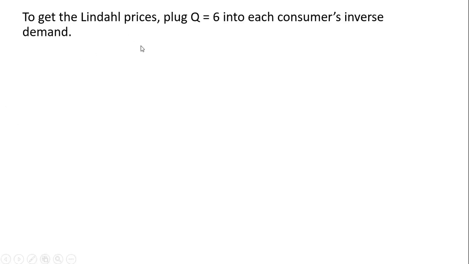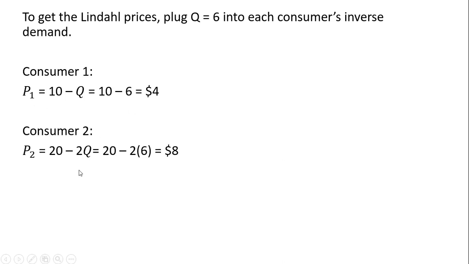To get the Lindahl prices, we're going to plug Q equals 6 into each consumer's inverse demand. So consumer 1. So for consumer 1, plugging 6 in for Q, consumer 1 would be charged a price of $4. And consumer 2, plugging 6 into consumer 2's inverse demand, consumer 2 would be charged $8.